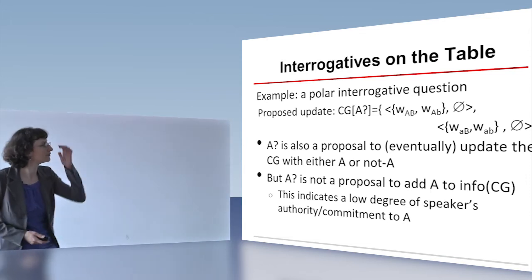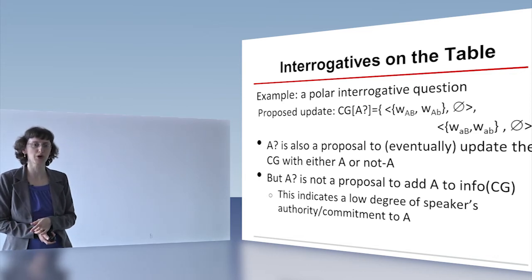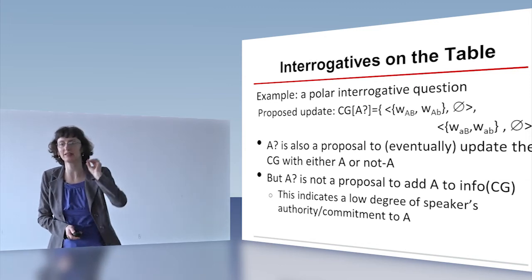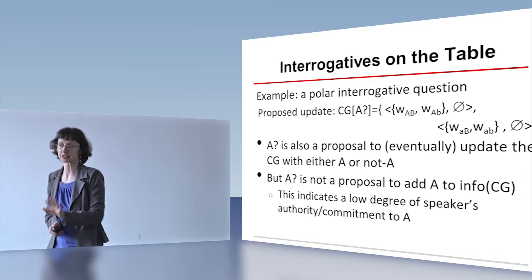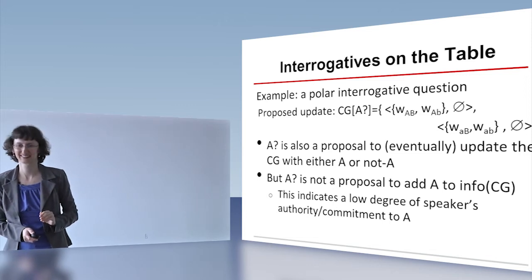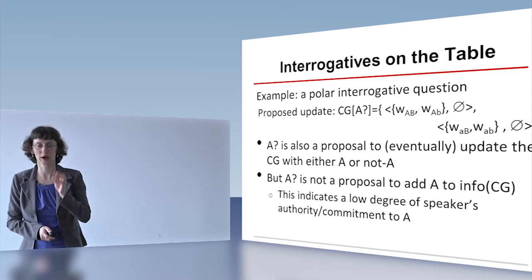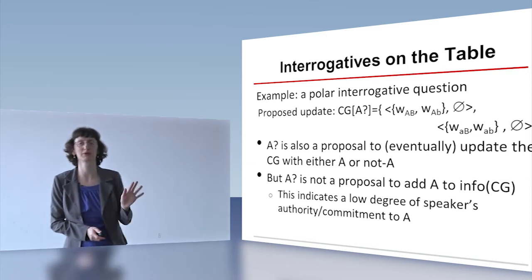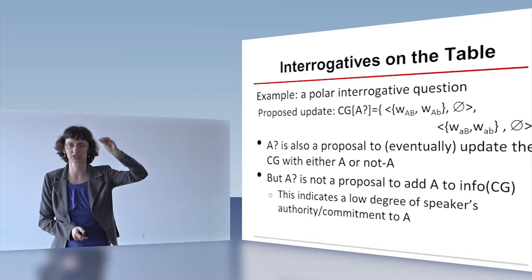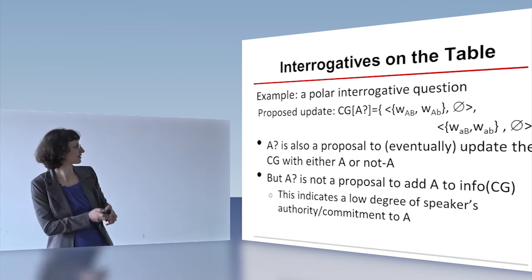Okay, now notice that a question whether the door is open is also a proposal to eventually, several steps ahead, update the common ground with either the proposition that the door is open or the proposition that the door is closed. Or not open, whatever. Yet a question is not actually a proposal to do one of those. So I'm expressing no commitment to the door being open by just asking a question. I'm just putting it up as a discourse referent, but I'm not expressing any commitment to it.